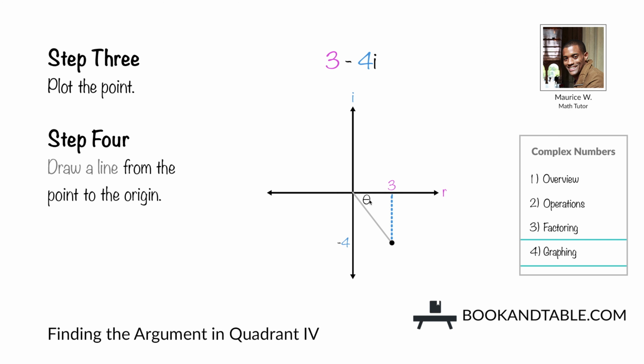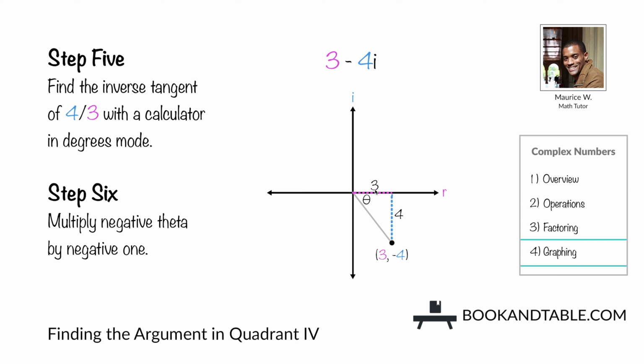So we have our right triangle, and the side opposite is equal to 4, the length of the imaginary number. The side adjacent is 3, the real number. Now, one thing to keep in mind though is once we find the inverse tangent of this angle, that will give us a positive angle. We'll still need to multiply that angle by negative 1, since our argument in this quadrant will always be negative.